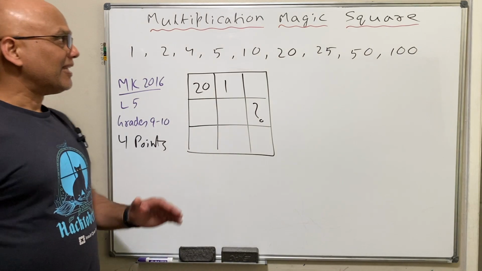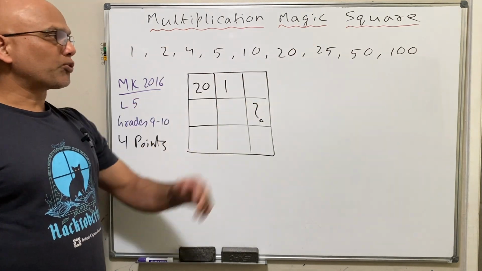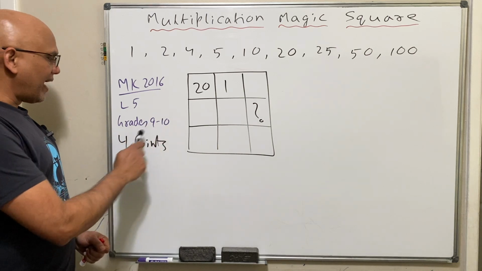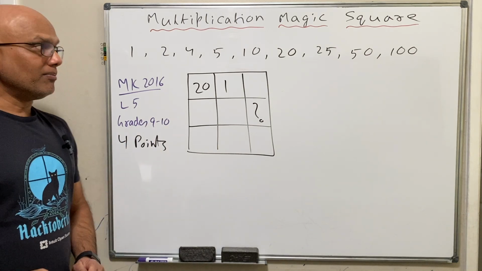Hello everyone, let's try to solve this multiplication magic square problem. This is from Math Kangaroo 2016, grades 9 and 10. It's a 4 points problem.